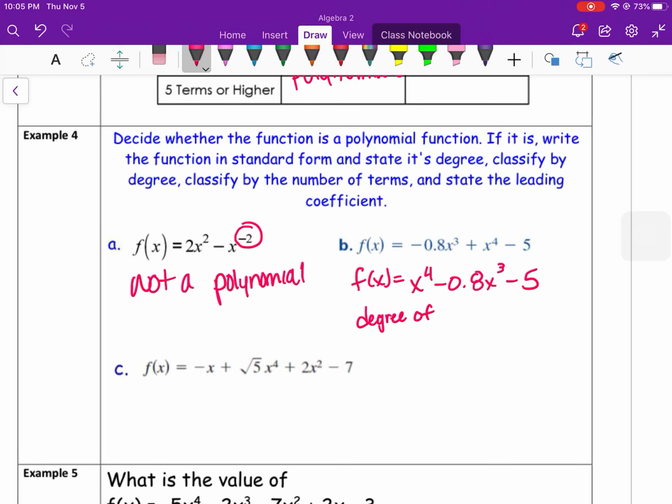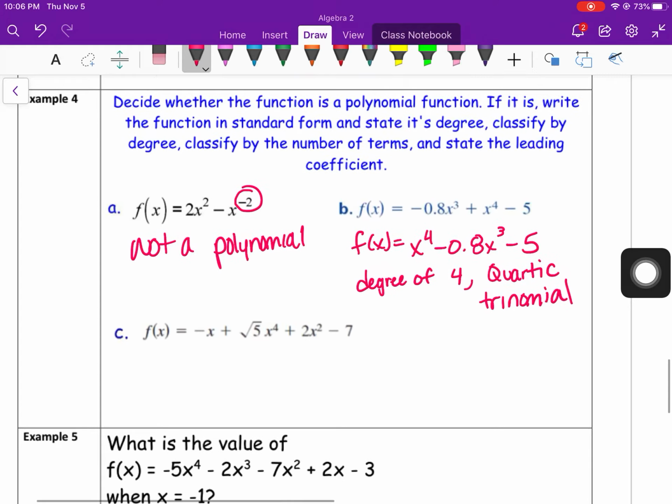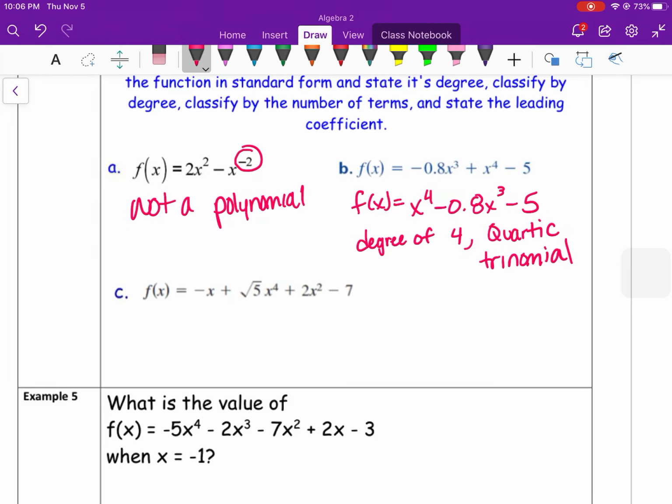So it would have a degree of 4, which would be called a quartic, and then it would be a quartic trinomial because it has a degree of 4 and it has three terms: x to the fourth, 0.08x cubed, and 5. I guess it'd be worth noting that the terms are separated by addition and subtraction. So each term is separated here by subtracting. So three terms, quartic trinomial.